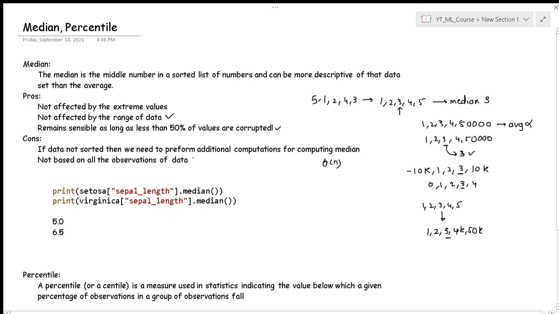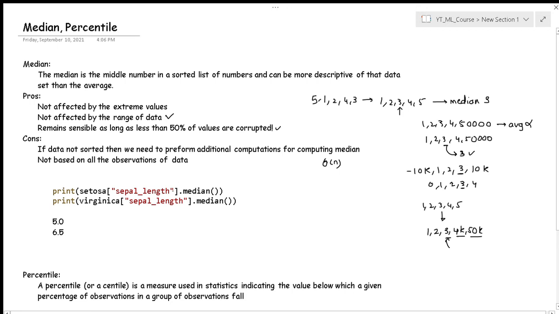And the very basic problem is that it is not based on all the observations of data. See here, if you tell me median is 3, the contribution of values 4k and 50k is nothing in terms of the 3, right? Because from just looking at 3 we can't say that there isn't any value like 50k, 90k, or a few billion, right? We don't get much of a good idea regarding the other values.